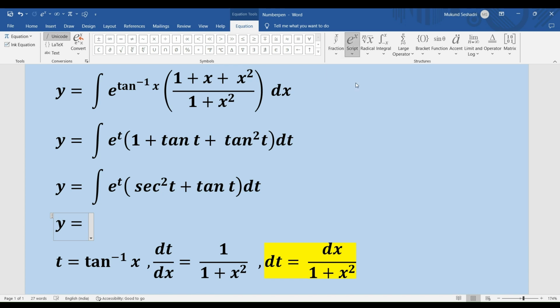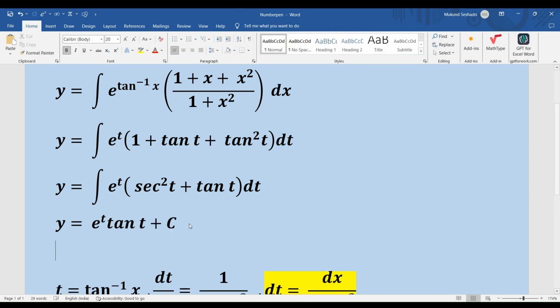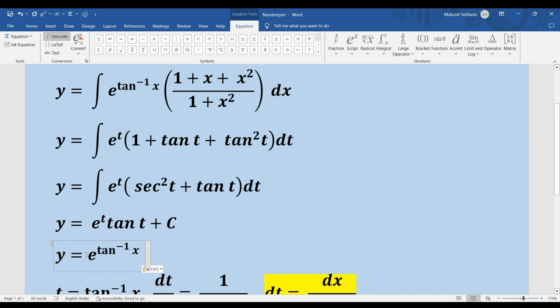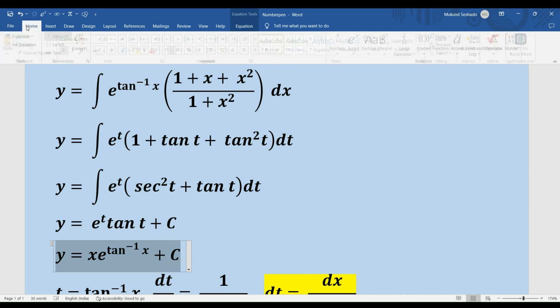But then we're not yet over, because I know that my final answer cannot be in terms of t. I'll have to put back everything in terms of x, right? So I go back to the substitution I made. My e to the power t is nothing but e to the power tan inverse of x, right? And then my tan t is nothing but x, right? So my answer to this problem is x times e to the power tan inverse of x plus my constant c, right? So let's highlight our final answer in pink.